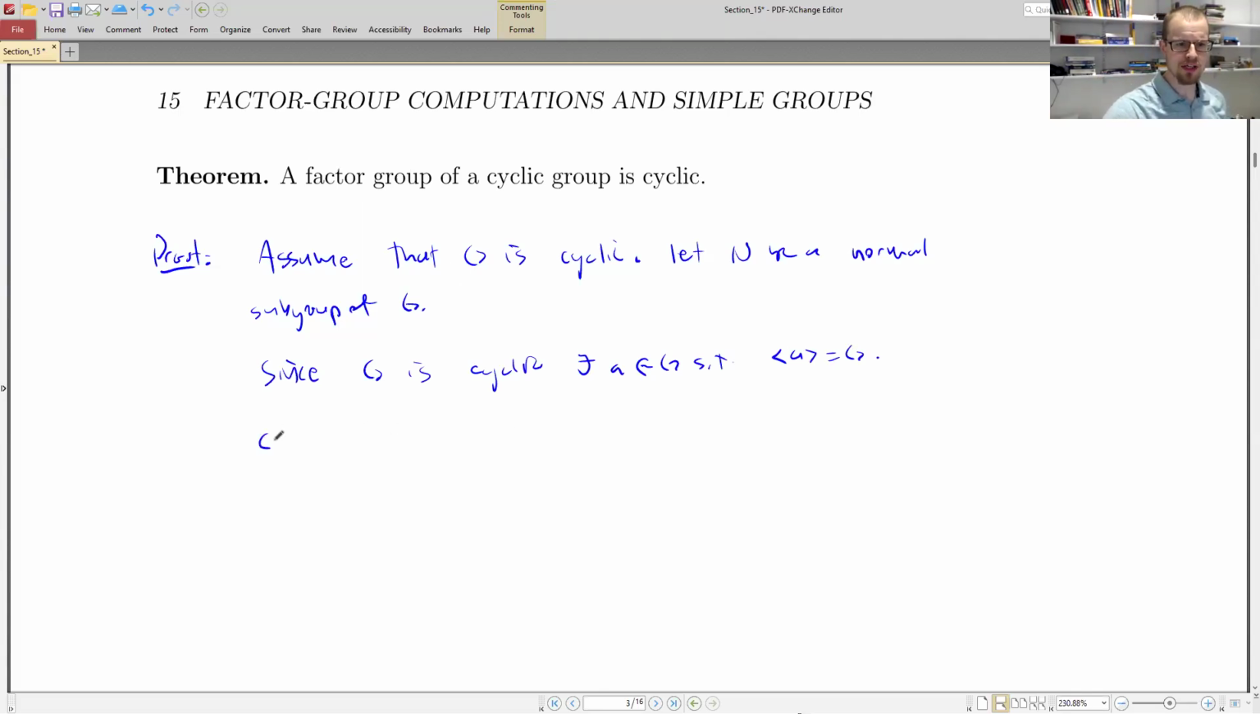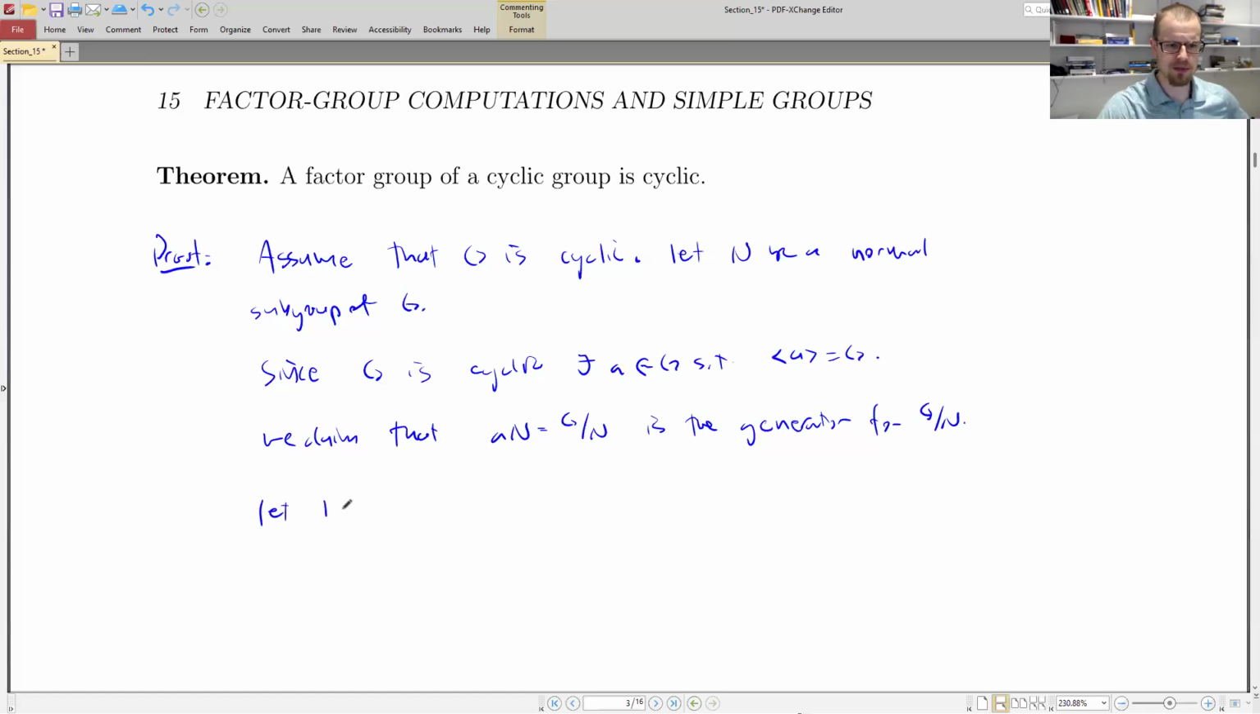What we're going to do is we're going to claim that AN, which is an element of the quotient group, right? The cosets of N are exactly the elements of the quotient group. We claim that this is the generator, or a generator, for that quotient group.